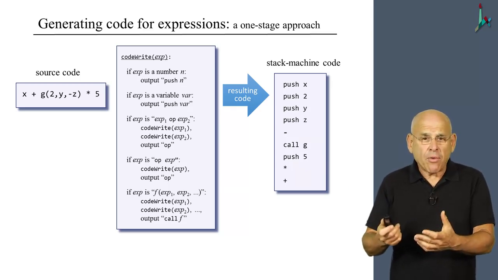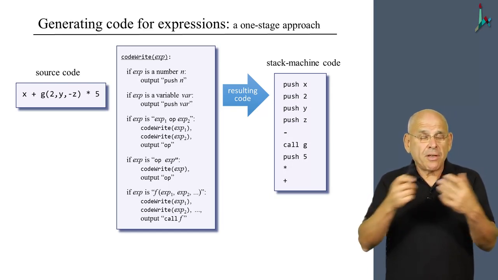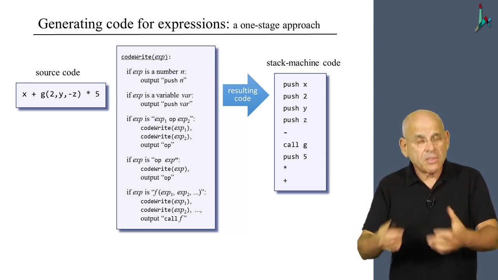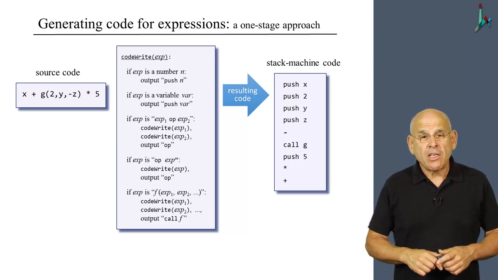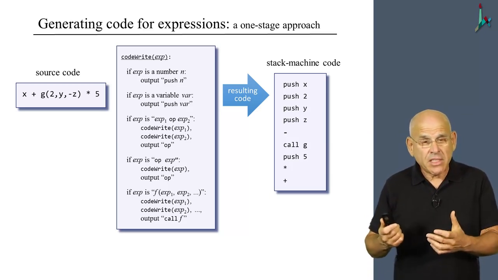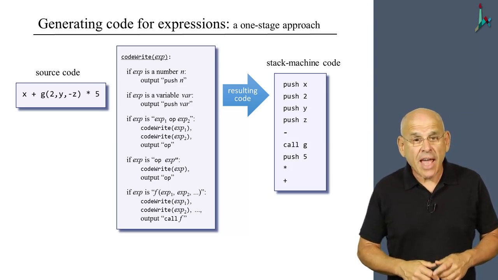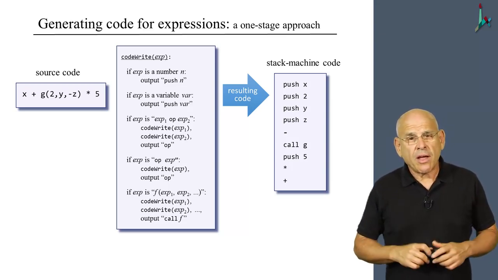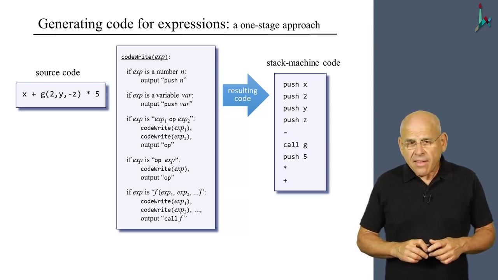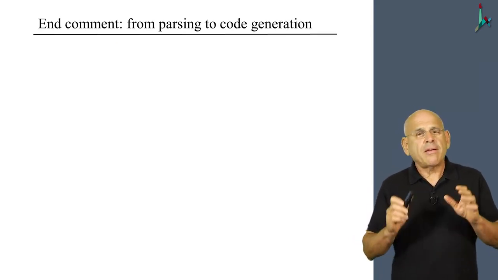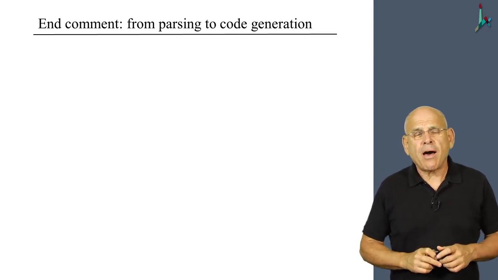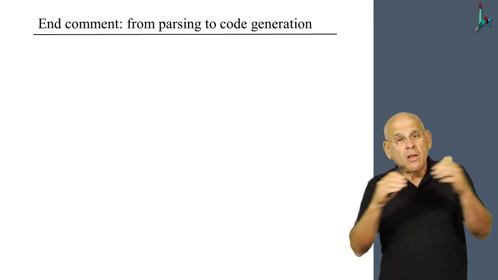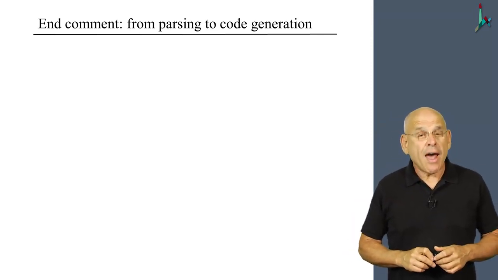Now, the nice thing about this algorithm is that not only does it capture the semantics of the input expression, it also computes the value of this expression. So at runtime, the value of this expression is going to be placed on the stack, and that's exactly what we want to achieve. So things look fine. And with that, I'd like to turn to make some very important points about the switch from parsing, something that we did in the previous module, to code generation, something that we do now.